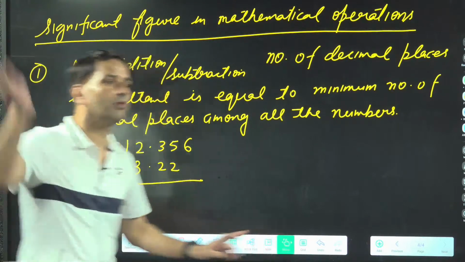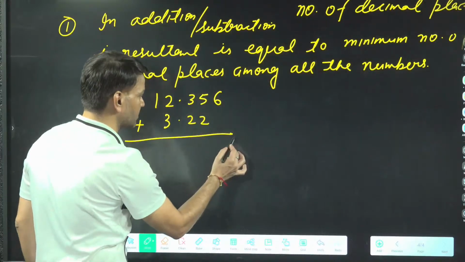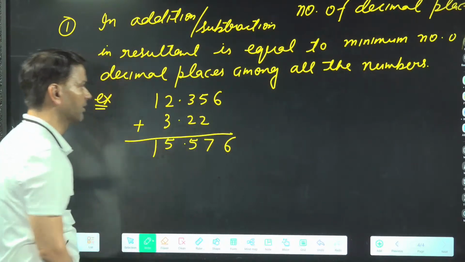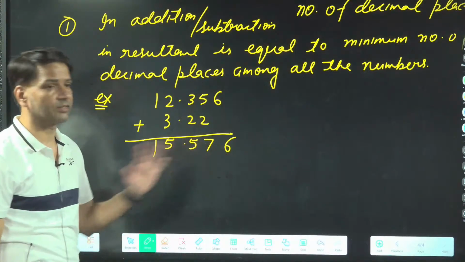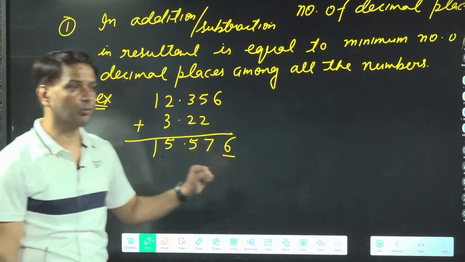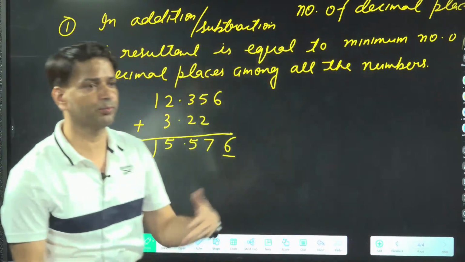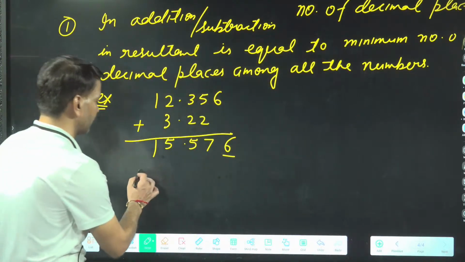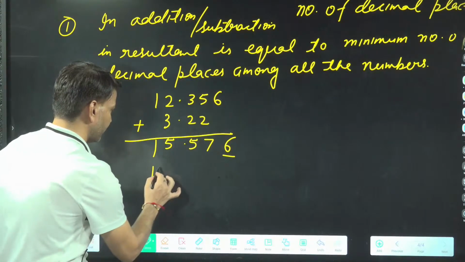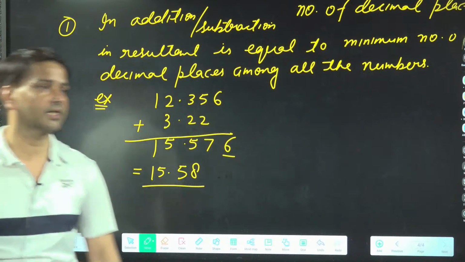So if required, we will use the concept of round off. First we do the normal addition. So it is 6, 7, 5, 5, 1. But according to the rule, I have to write up to 2 decimal places only. So I have to remove the 6, and we will use the concept of round off. The digit we have to remove is 6. It is more than 5, so the preceding digit will increase by 1. Then what will you write? 15.58. That is the answer up to the correct significant figure.